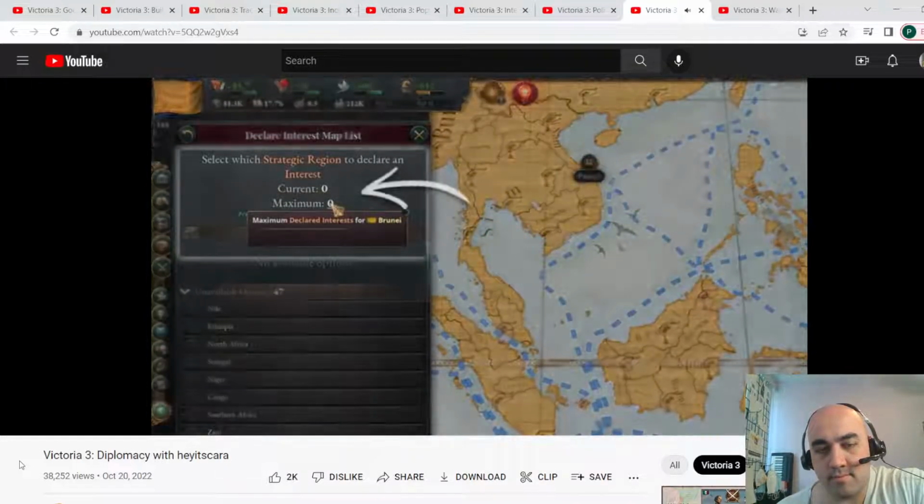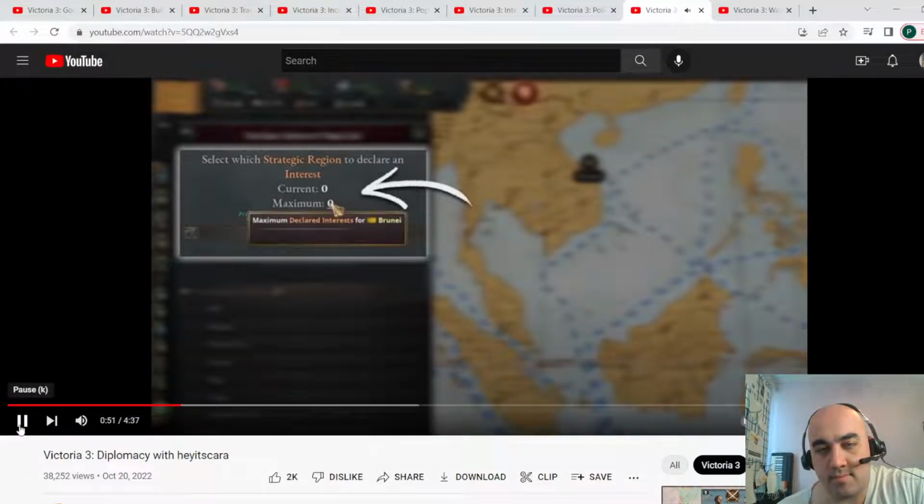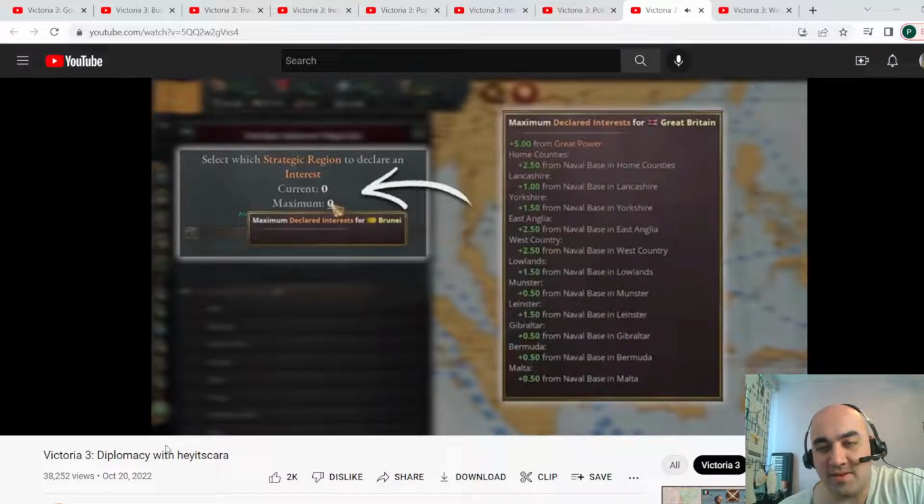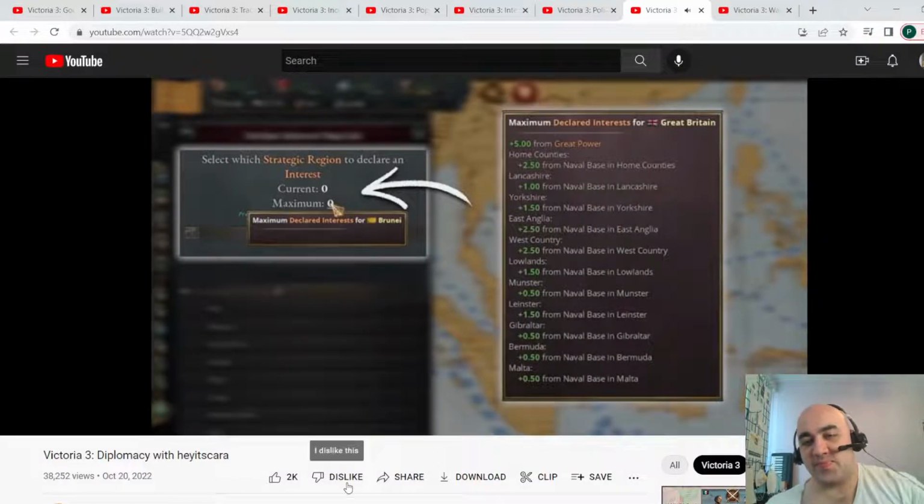Some countries don't start with any declared interest slots, but you can increase them. I found this so fascinating when I found this out, because you have to try and increase your power, either through navy or military or something else, your prestige, in order to rank up, in order to be able to just declare an interest anywhere. You can increase the number of slots you have by increasing your country rank and by building naval bases.